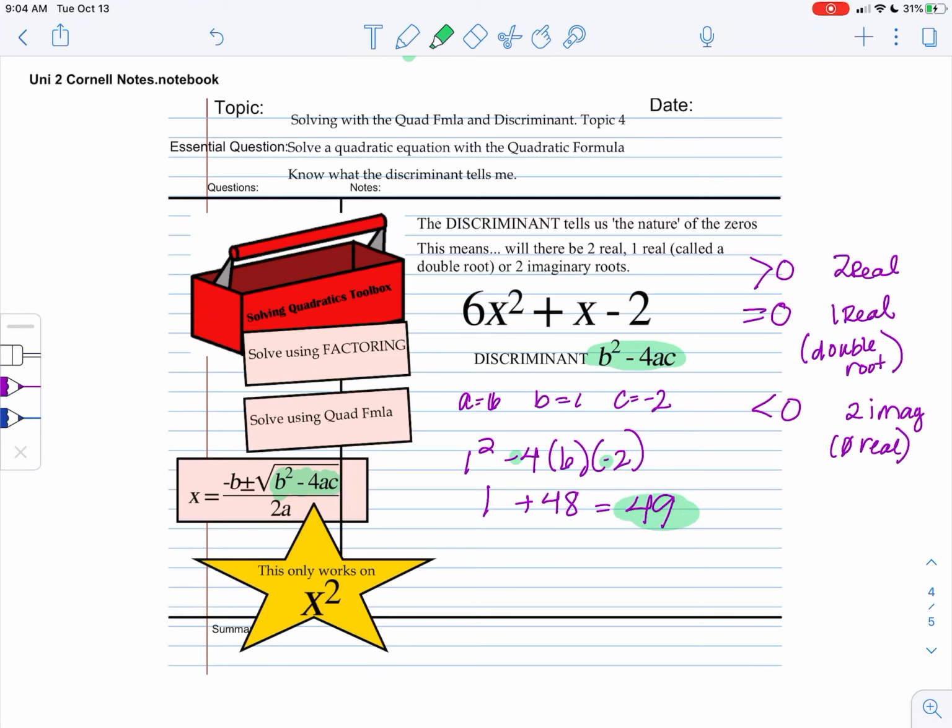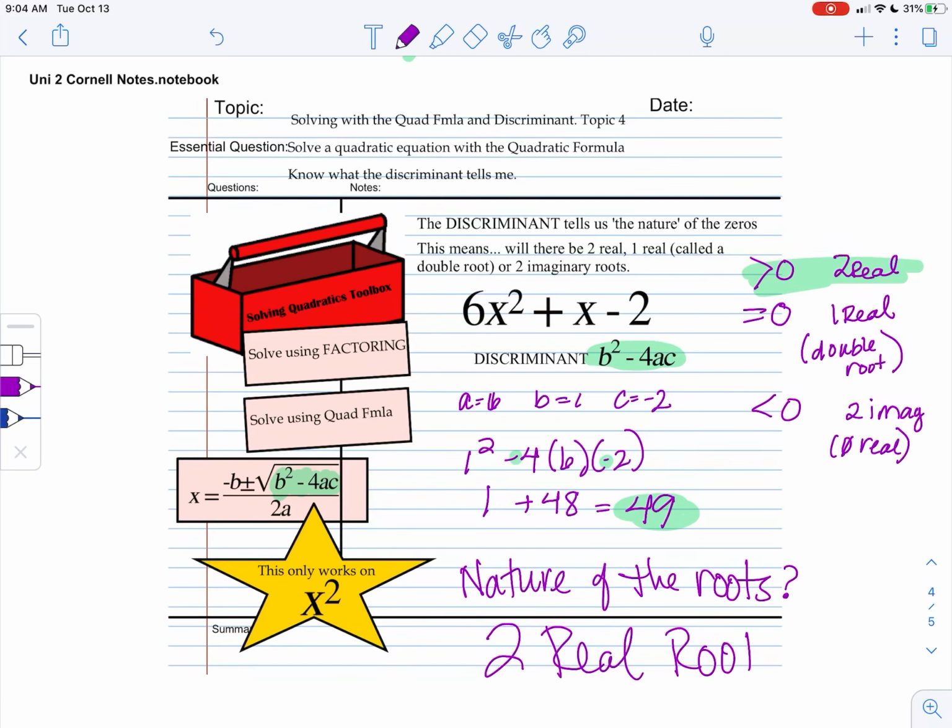And then you need to look at your 3 categories and ask yourself, is it greater than 0, equal to 0, less than 0? It is greater than 0. So this means that if I graphed this, I would have, what are the nature of the roots? This is an actual question, so describe the nature of the roots. I have 2 real roots. And I know that because the discriminant told me. From here, it would be easy for you to continue by doing the quadratic formula because you already have that chunk under the square root, and it would be easy for you then to find the zeros.